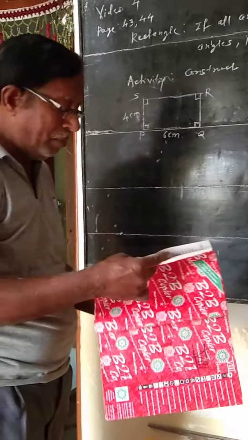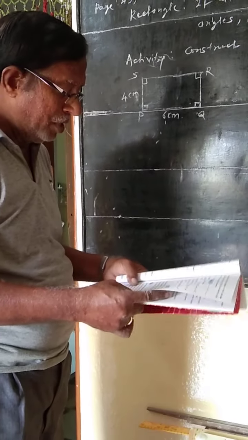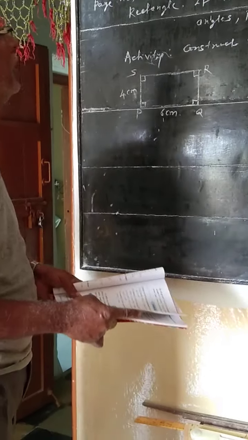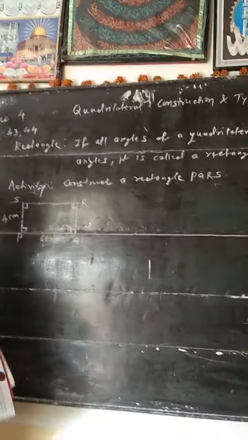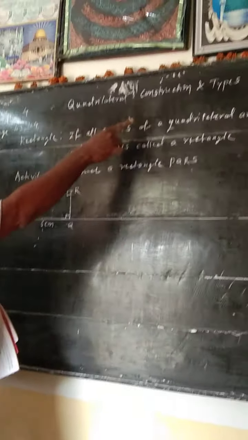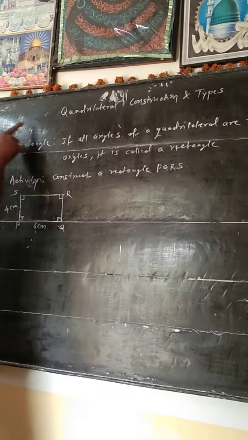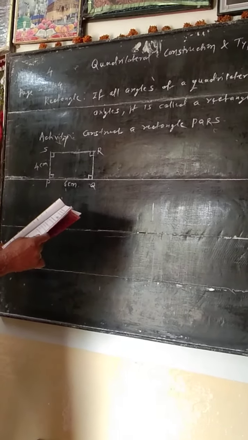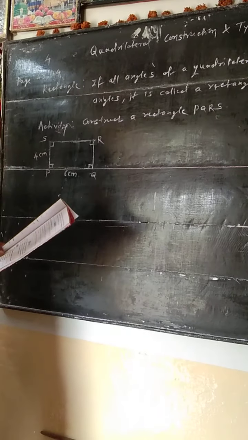Today I am taking up the next part, the rectangle. This is our constructions fourth video. Remember, quadrilateral, constructions and types are in this chapter. This is the fourth video. The rectangle is on page numbers 43 and 44.